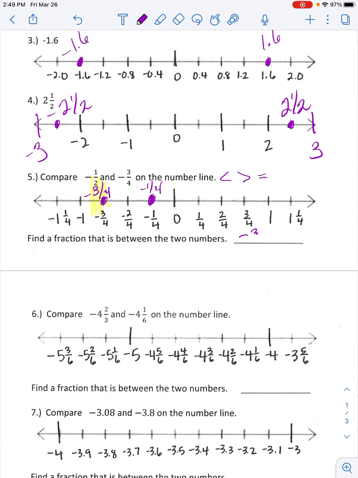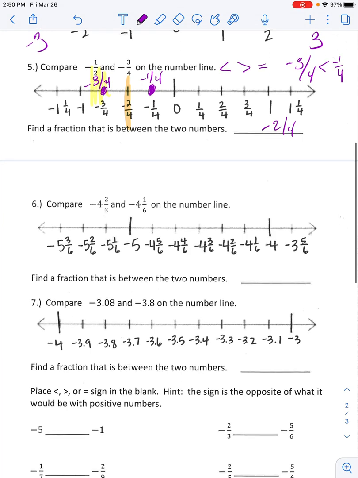So it's going to be -3/4 is less than -1/4. Then it says to find a fraction that is between the two numbers. So what is between the two numbers would be right here, -2/4 or -1/2. Okay.